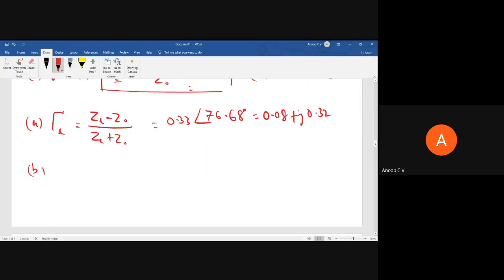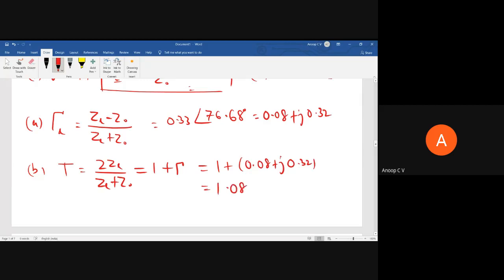T as actually what? 2 ZL divided by ZL plus Z naught. And you should also be able to prove this is equal to 1 plus gamma, and that is equal to 1 plus 0.08 plus j 0.32, right? That is 1.08 plus j 0.32. So this is the transmission coefficient.